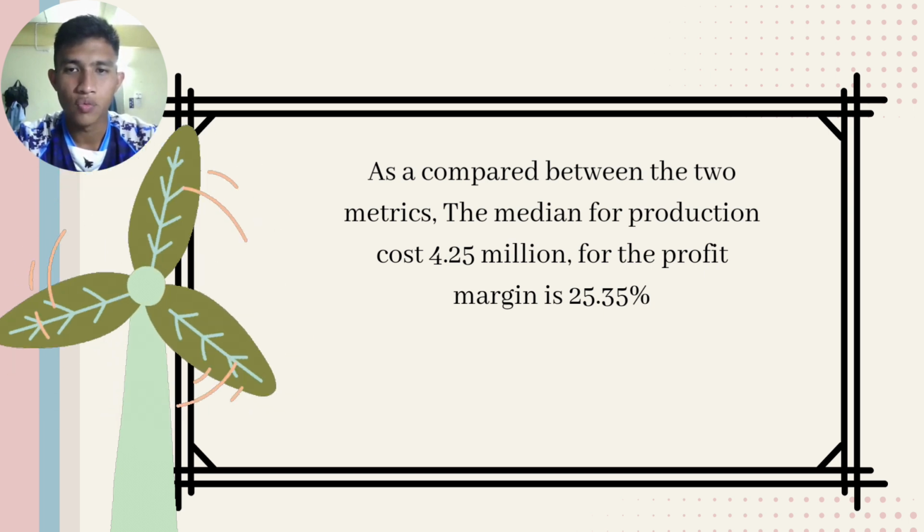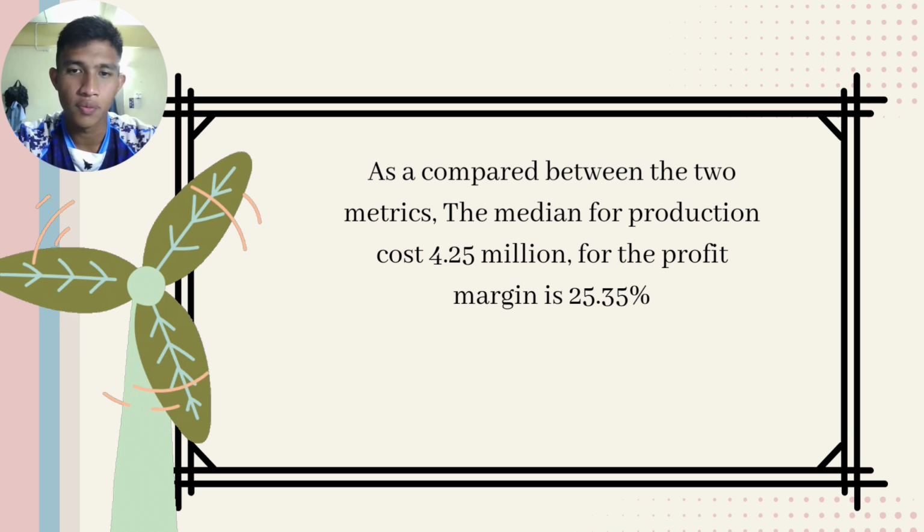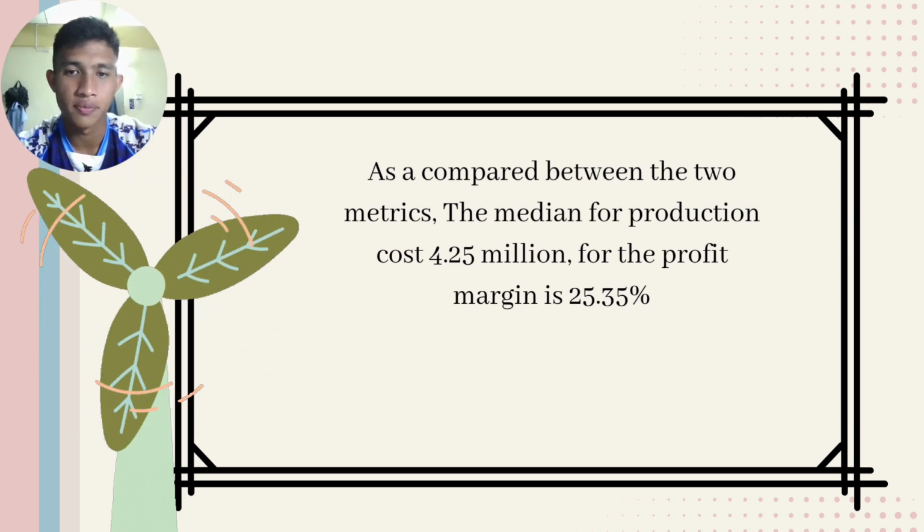As a comparison between the two metrics, the median for production cost is 4.25 million, but the profit margin is 25.35%.